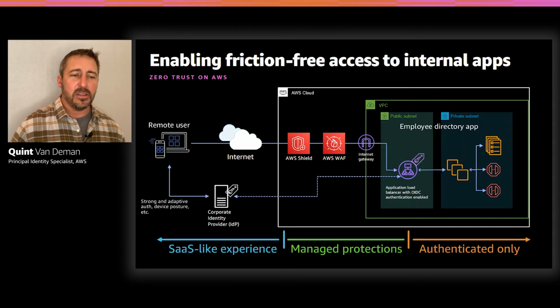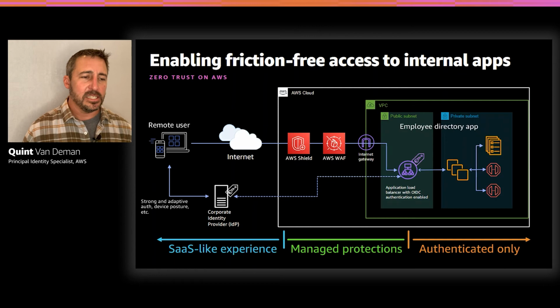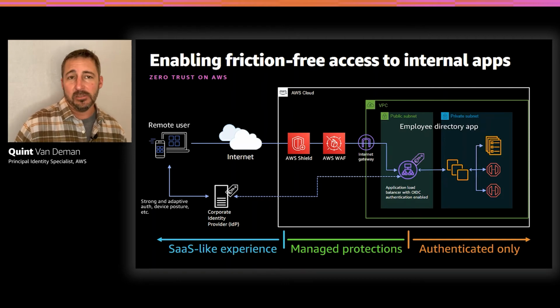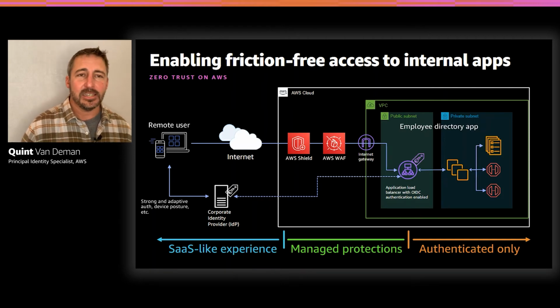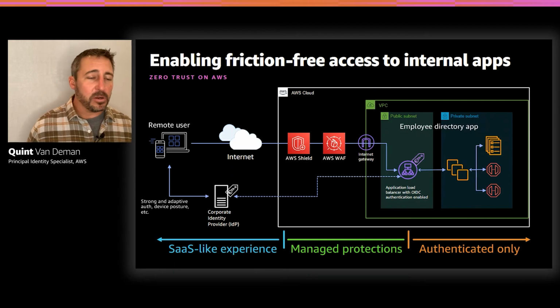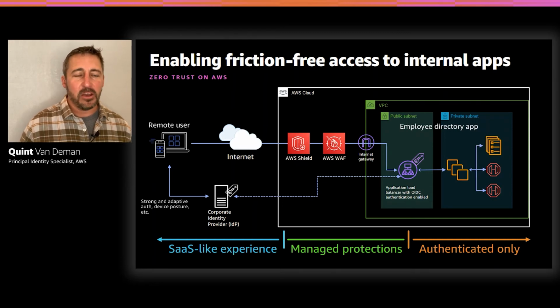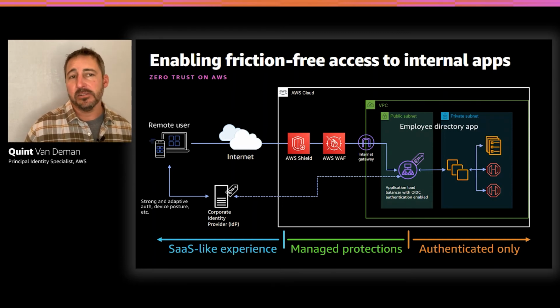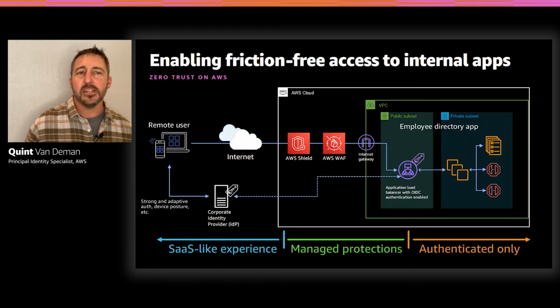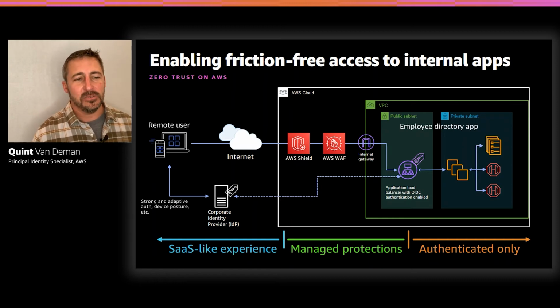And the takeaway here, again, is that from your user's perspective, with this architecture, you've made your internal applications just as flexible as your SaaS applications, right? It's a SaaS-like experience. For you, the security team, you've got managed protections, right? Shield, WAF, ALB. These are things that you don't have to patch. You don't have to operate. AWS has encoded the security into these services, right?